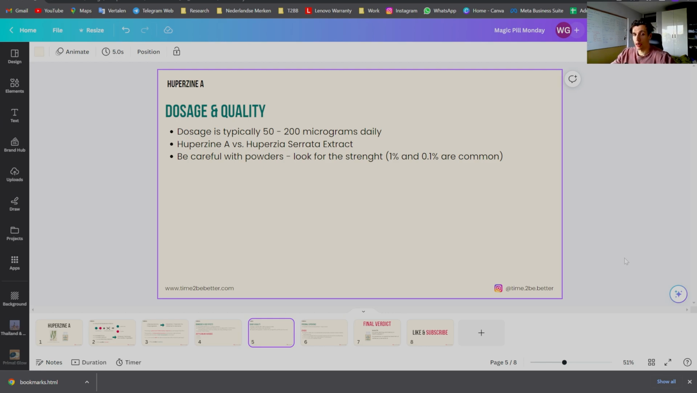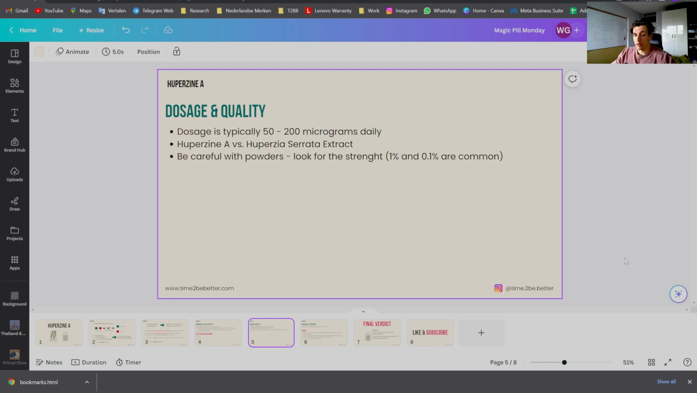Furthermore, when you start buying the supplement, make sure you actually get Huperzine A and not the Huperzine serrata extract. Because the plant extracts, you never really know how pure they are, how much Huperzine A is really in there. So just get a standardized Huperzine A supplement instead.